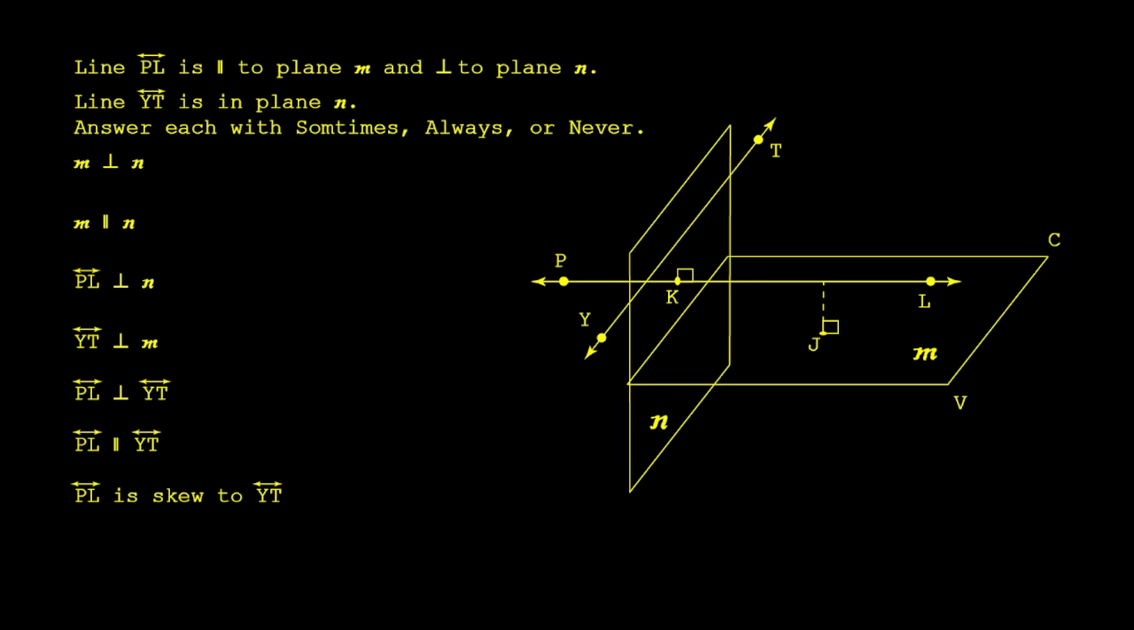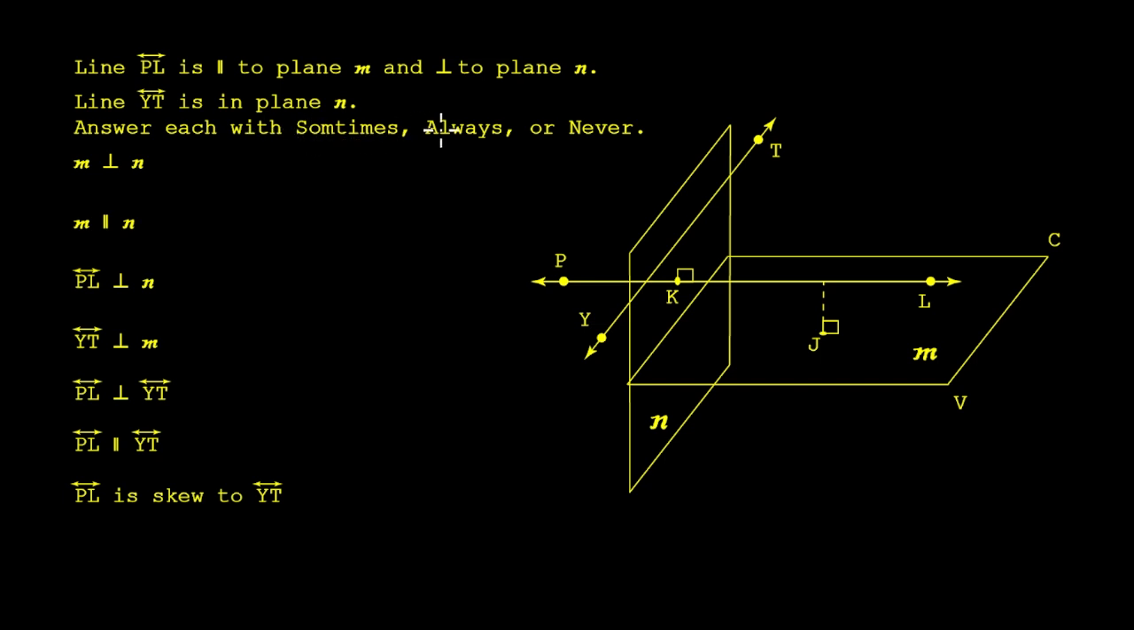In this video, we will be working with lines and planes if they are parallel or perpendicular. So first, line PL is parallel to plane M and perpendicular to plane N. So we see PL here is above plane M and parallel to it, and PL is perpendicular to plane N at K. Then line YT is in plane N. In some nondescript fashion, it just lies within the plane.